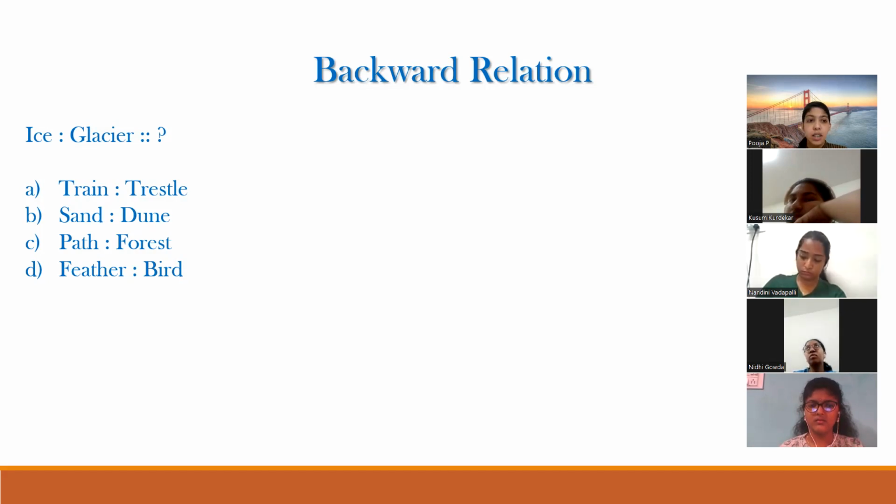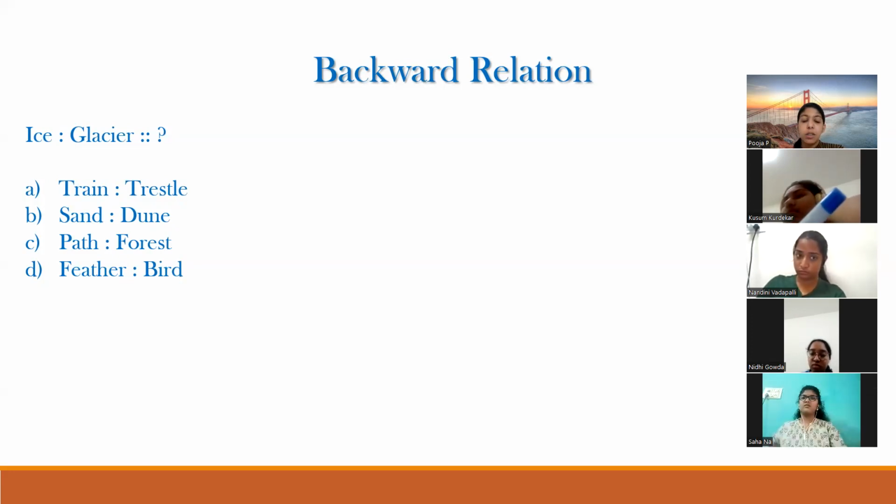Now you start seeing, is trestle made up of terrain? No. Is dune made up of sand? Yes. It is nothing but a sand structure, purely made of sand. Forest is made up of path? Forest may have a path, but it is not essentially made up of path. Again, bird is made up of feather? A bird has feathers, but it is not essentially made up of them. So your only option is sand is to dune, where a dune is made up of sand completely. So option B is the right answer.